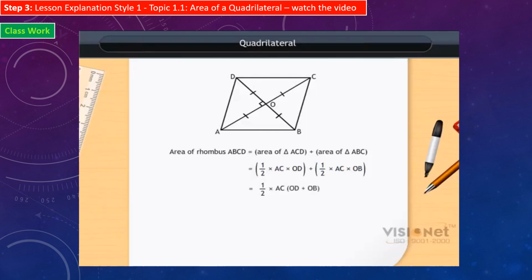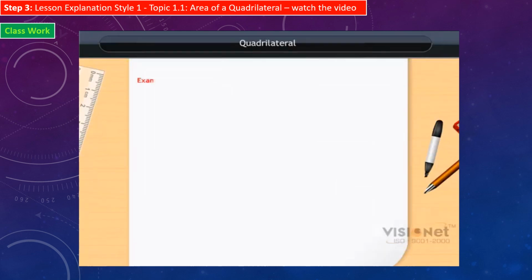We get 1/2 AC into (OD plus OB), which is equal to 1/2 AC into BD, which is equal to 1/2 D1 into D2. We can say that the area of a rhombus is equal to half the product of its diagonals. Let us look into an example.